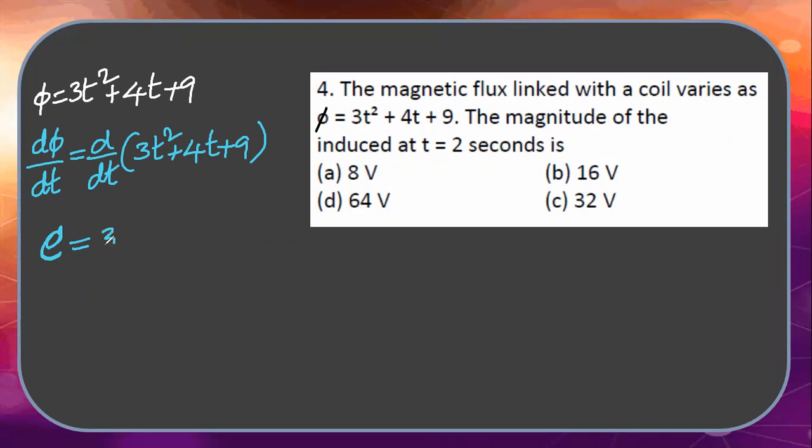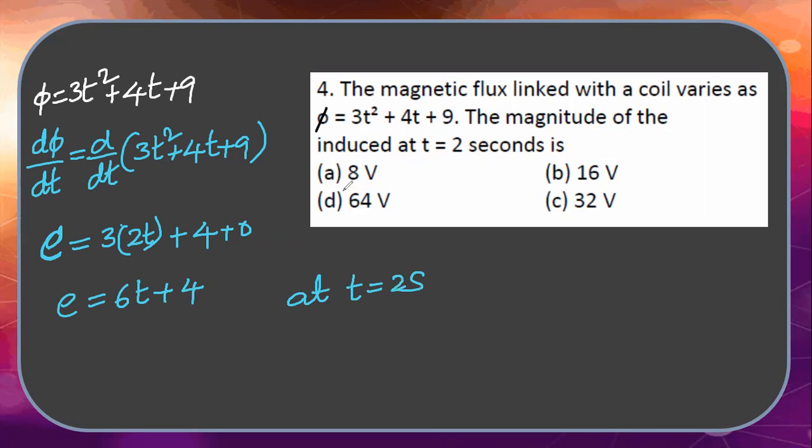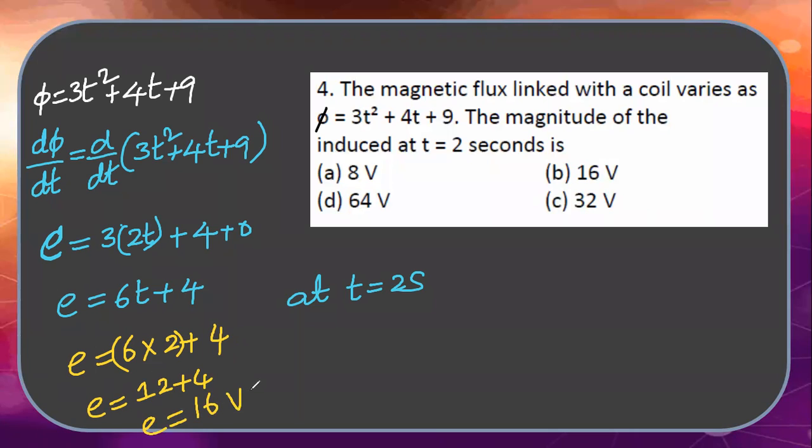E is equal to 3 d by dt of t square, that is 3 into 2t, plus 4 plus 0. So induced EMF E is equal to 6t plus 4. They have asked at time t equal to 2 seconds. E is equal to 6 into 2 plus 4, which is 12 plus 4. So induced EMF E is equal to 16 volt.